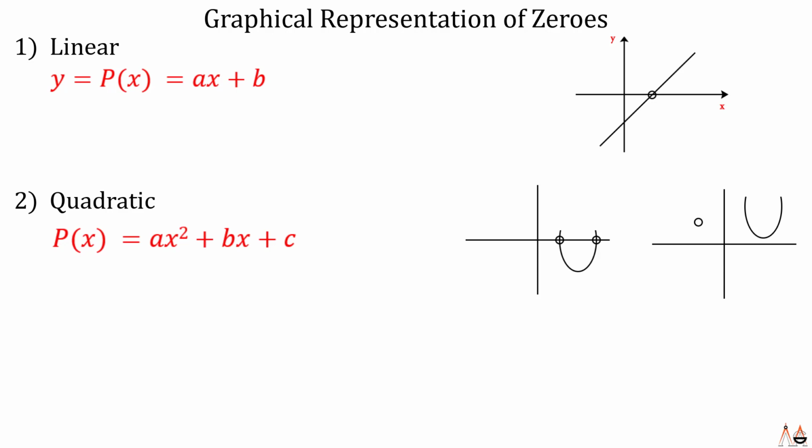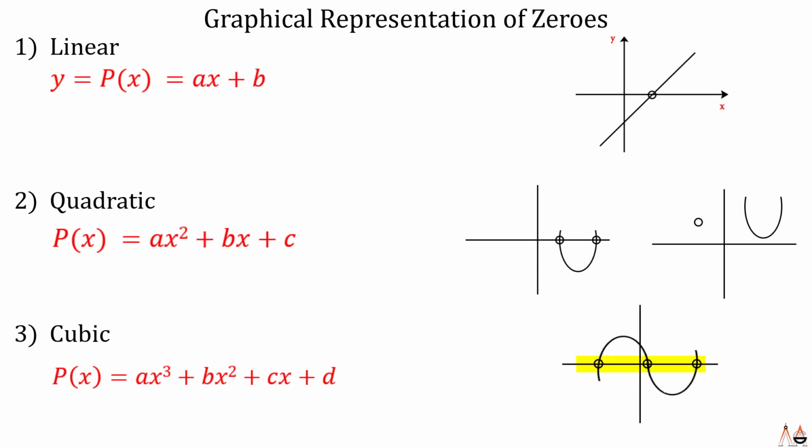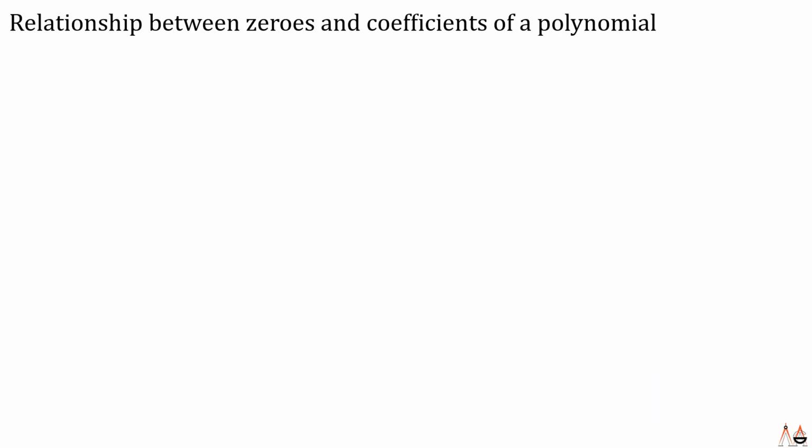In the third case, we show a cubic equation, ax cubed plus bx squared plus cx plus d, and as shown in the figure, it crosses the x-axis 3 times, so it has 3 zeros. Let's now find the relationship between zeros and coefficients of a polynomial.